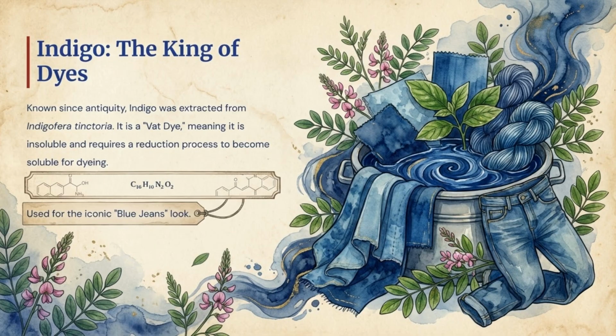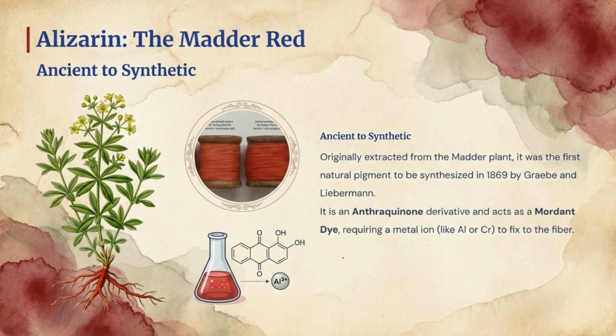Indigo, known since antiquity, is the king of dyes. Extracted from the Indigofera tinctoria plant, it is a vat dye, requiring reduction to become soluble. It is famously used for blue jeans. Alizarin, the madder red, was the first natural pigment synthesized in 1869.